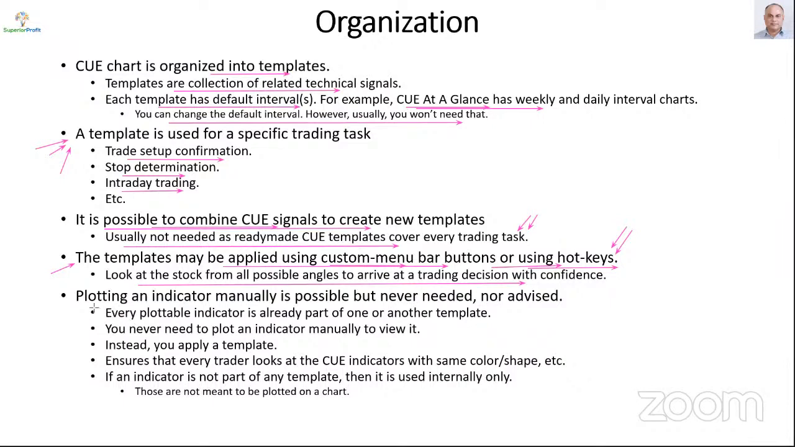Chart templates already have indicators plotted. Plotting an indicator manually is possible. Both TradeStation and Metastock allow that, but for Q systems, it is never needed nor advised. Many other systems ask people to plot indicators from insert indicator or somewhere similar, from a drop-down sometimes. But the Q system was designed so that people never need to draw any indicator manually. Everything that is a plottable and useful indicator is already part of one or another template.